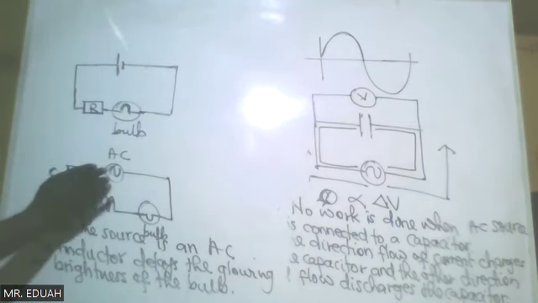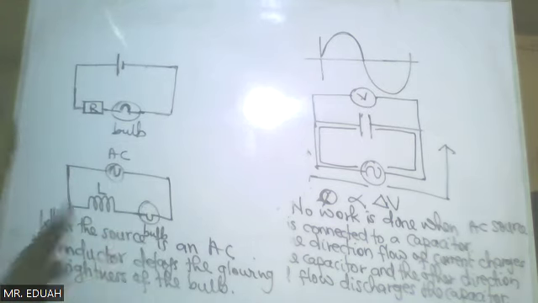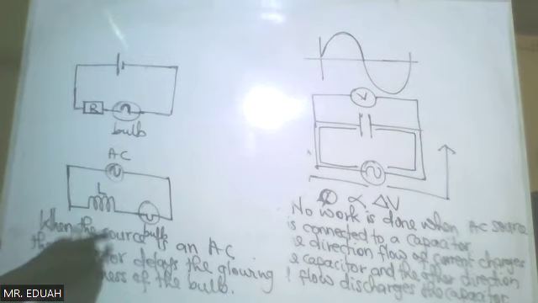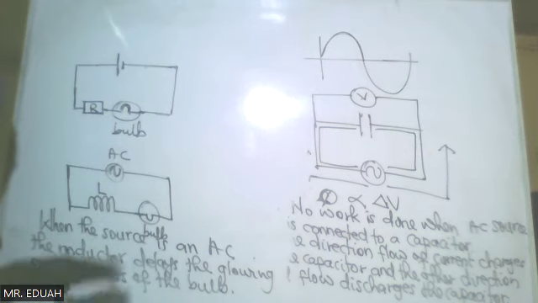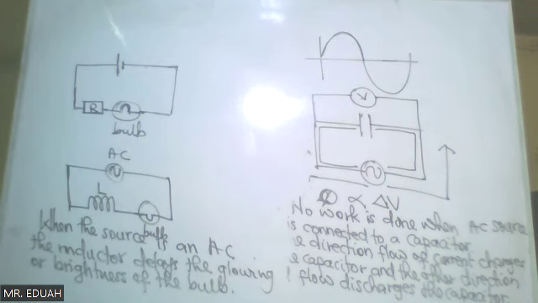Meanwhile, the same component, if the source is DC, there will be nothing. It will just behave as a resistor. But the moment the source is an AC, the inductor delays the glowing of the bulb from little to maximum. It will delay it. So an inductor, okay, opposes changing current.